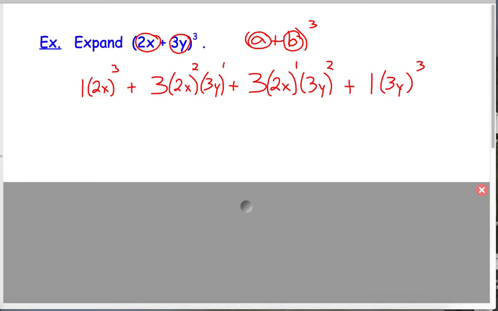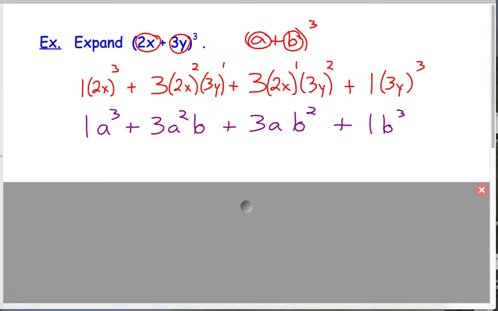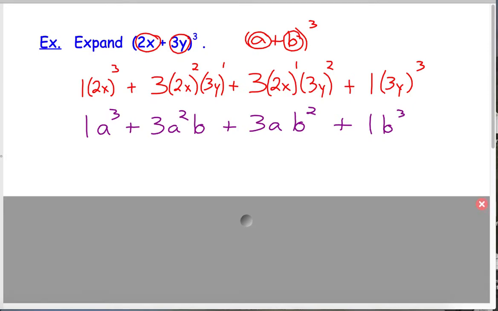So let me write underneath here so you know where this is coming from. So it's 1a to the third plus 3a squared b plus 3ab squared plus 1b to the third power. And I just replaced the a and the b with the 2x and the 3y. And so now what I need to do is just simplify. So 2 to the third power would give me 8. So I'm going to have 8x cubed.